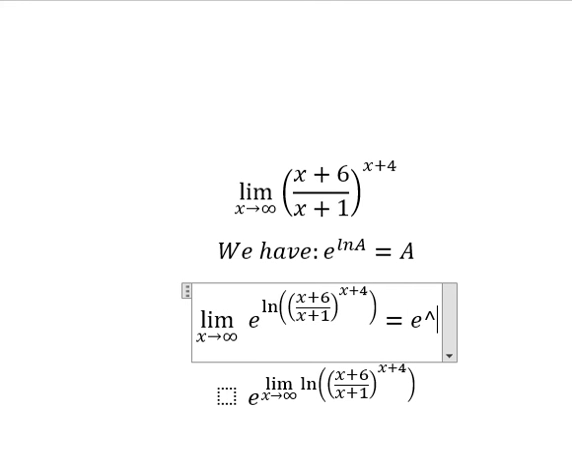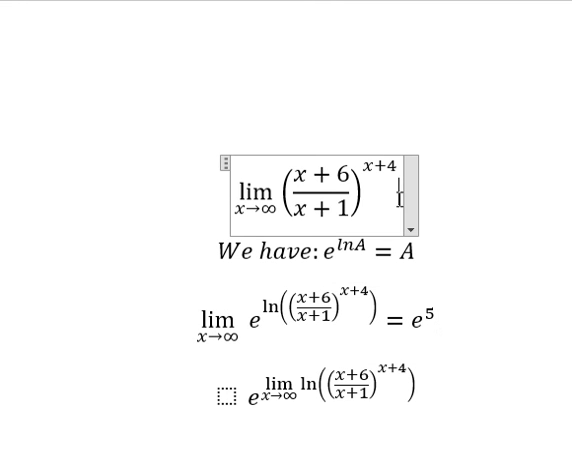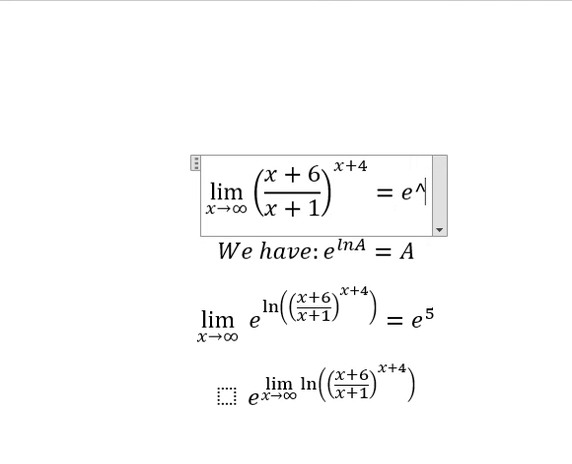So we have e to the power of 5. So the value of this one is e to the power of 5.